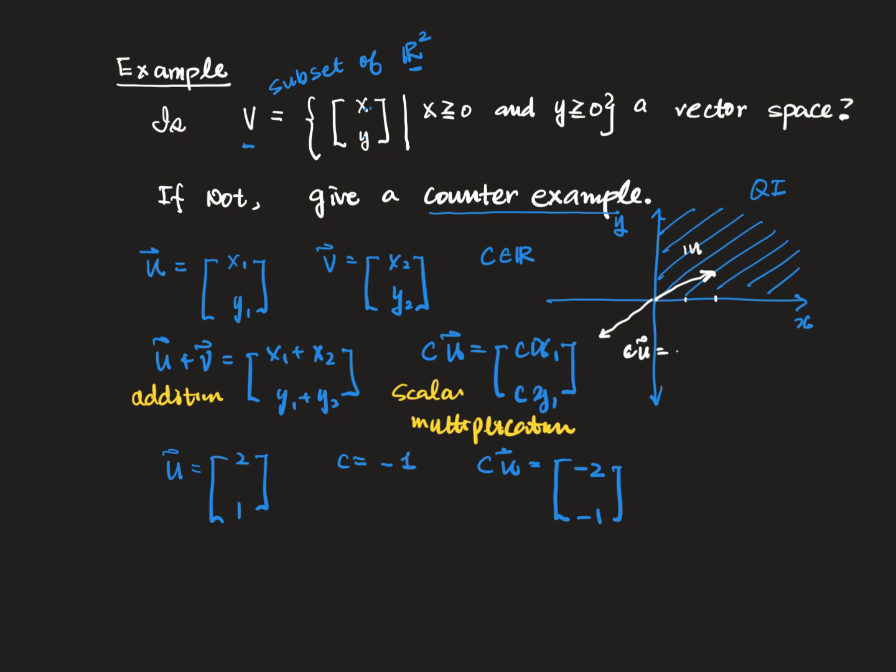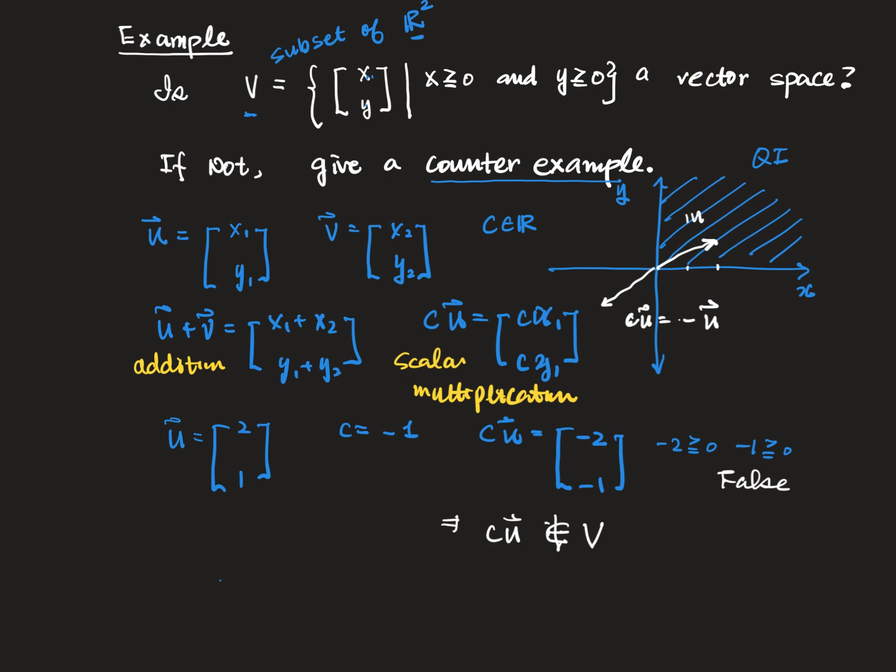CU vector, that's the negative U vector. This vector is in quadrant 1, which means you can say -2 is greater or equal to 0, -1 greater or equal to 0. Yes or no? This is totally false, right? So you're going to say CU is not in V, which means, guys, you're going to conclude that V is not a vector space.